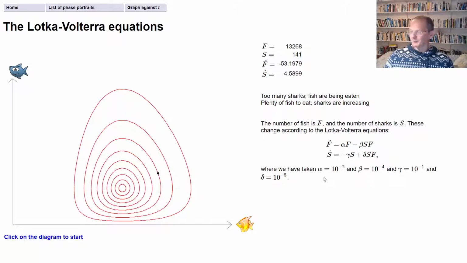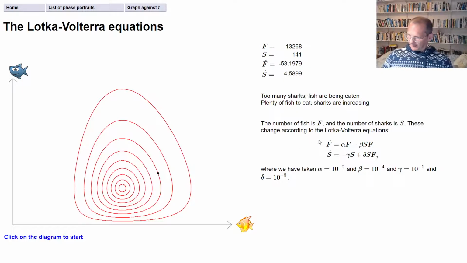We're going to use, for this picture, these particular values. Alpha is 10 to the minus 2, beta is 10 to the minus 4, gamma 10 to the minus 1, delta is 10 to the minus 5, but you could choose different parameters. And the equations are like this. So F dot is alpha F minus beta SF.